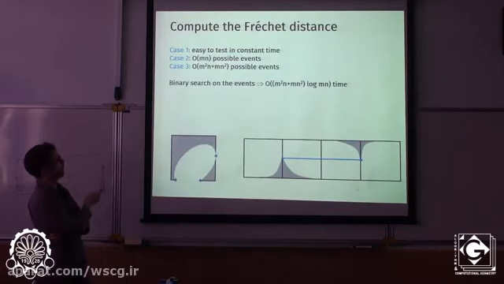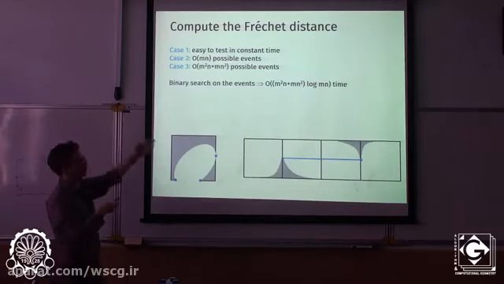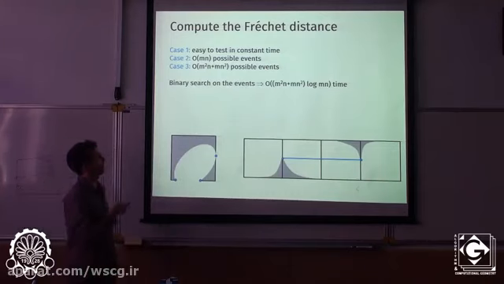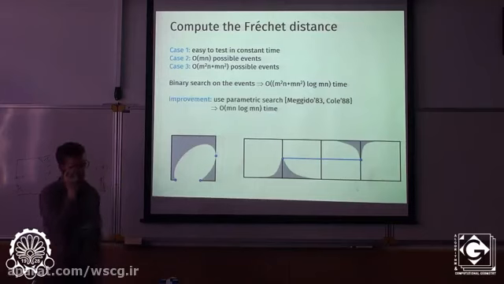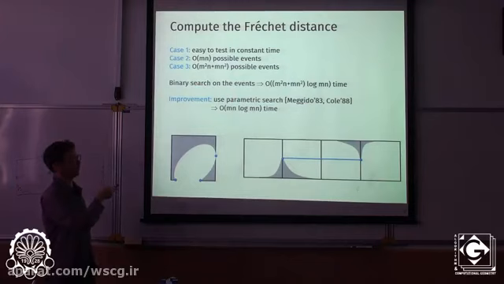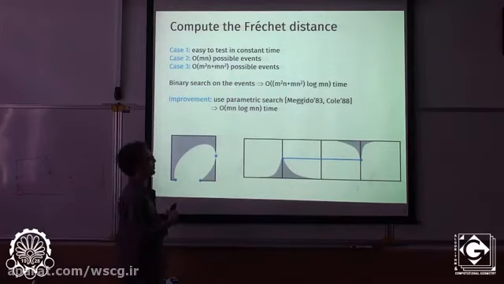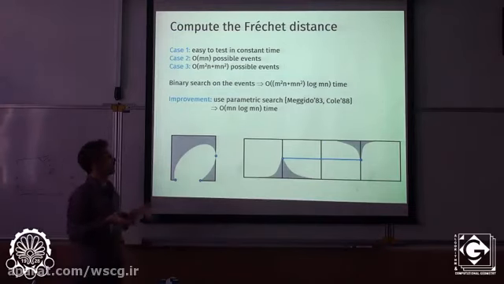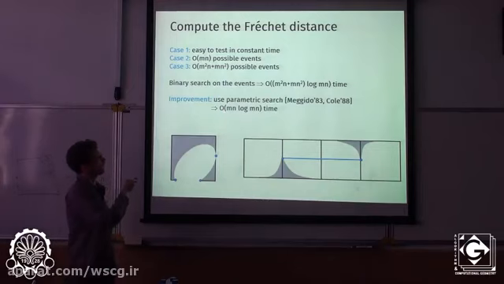Now I could do a binary search on these, which would give me a running time of m squared n plus m n squared, times log mn. So I first compute all of these events and then do a binary search. So I essentially get a near cubic running time and can solve the problem. By doing this binary search more cleverly, using a parametric search, which you can think of as performing this binary search for several different values in parallel, you actually get a near quadratic running time, mn log mn.